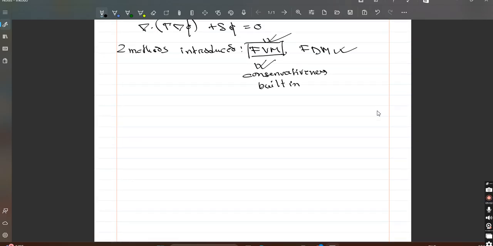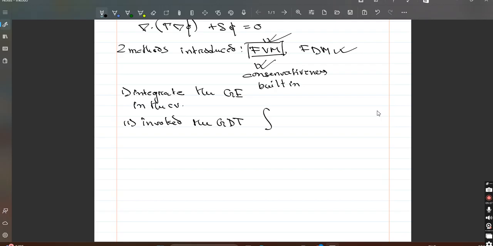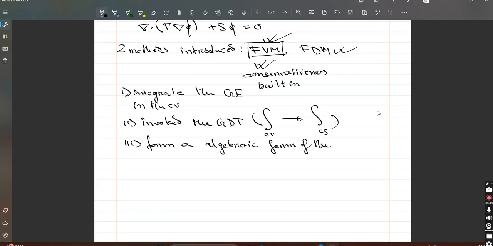If you remember, in the finite volume method, first we had to integrate the governing equation over the control volume. Then we invoke the Gauss divergence theorem. What does it do? It converts a control volume integral to a control surface integral. Then we will form an algebraic form of the governing equation. Okay, so let's get started.